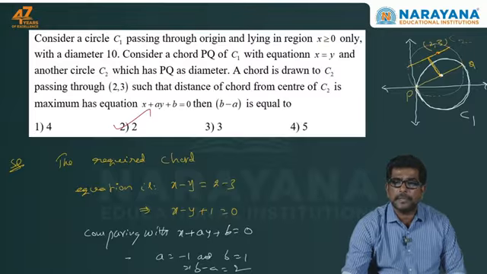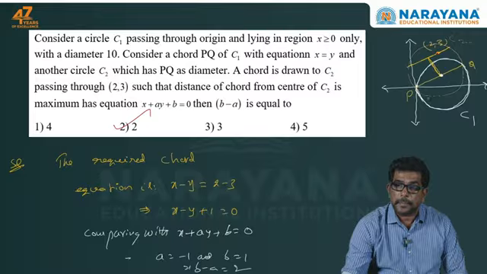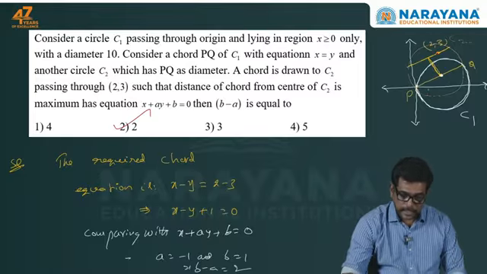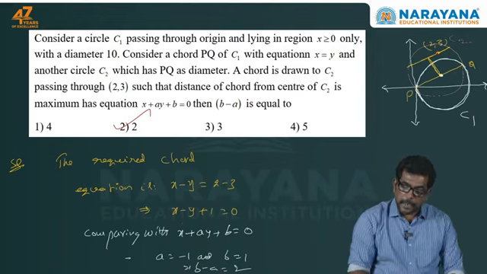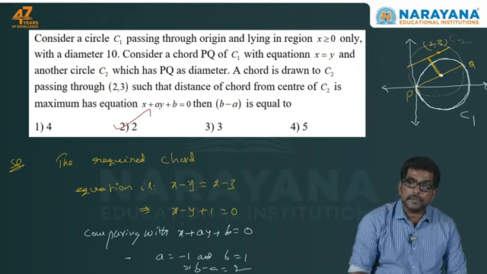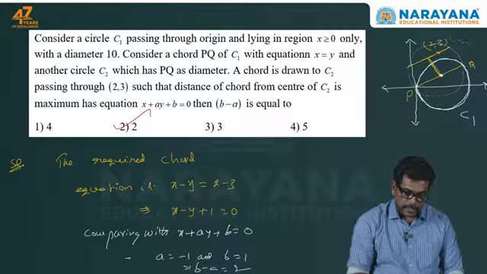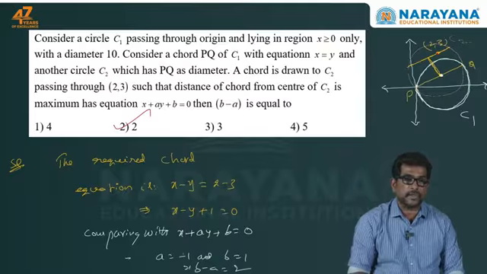When this is possible, definitely the required chord is parallel to the PQ line. Then we get the maximum distance. That's why the required chord is parallel to the PQ line and passing through (2, 3). Hence the required equation of the chord is x minus y plus 1 is equal to 0.